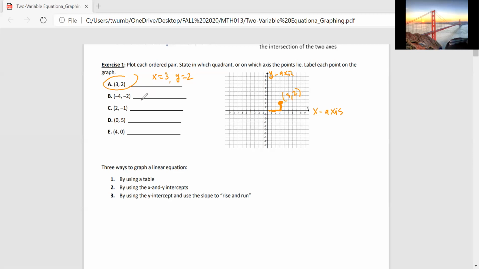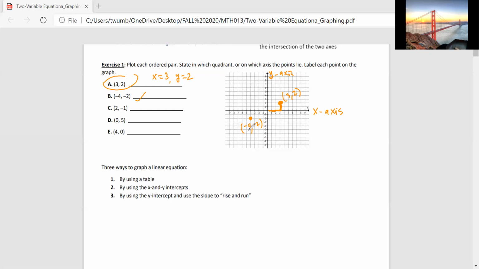If I want to do this one here, -4, -2, x is -4. So I'm going the other way. So 1, 2, 3, 4. And I'm going to come down twice. 1, 2, that's where my point is going to be. So that will be the -4, -2. Okay, so you should be able to do that easily.